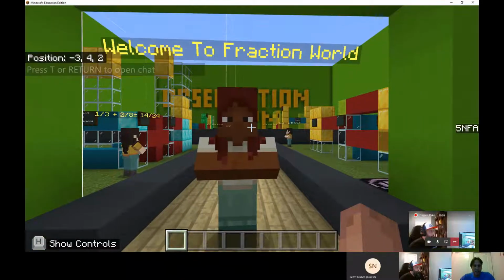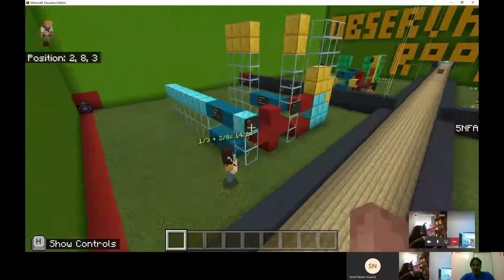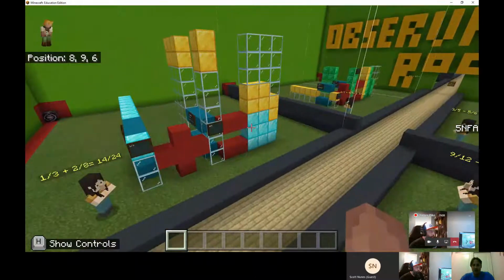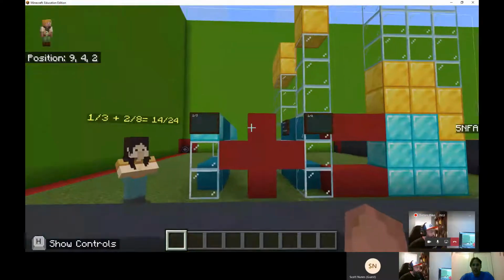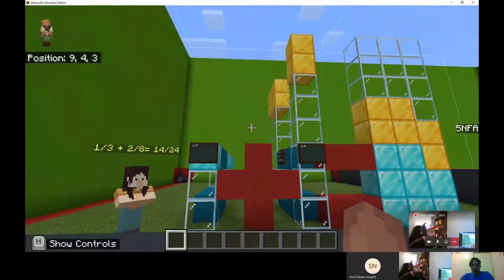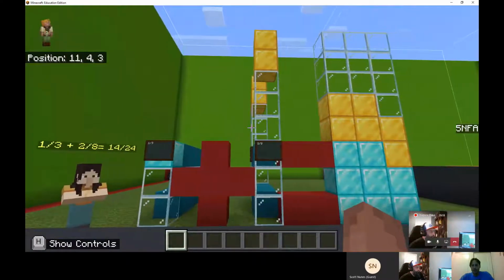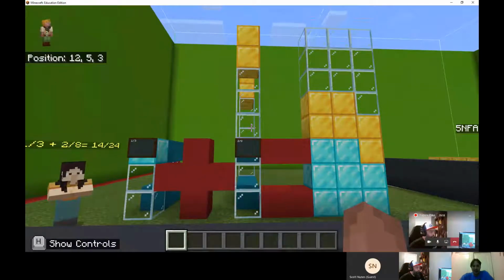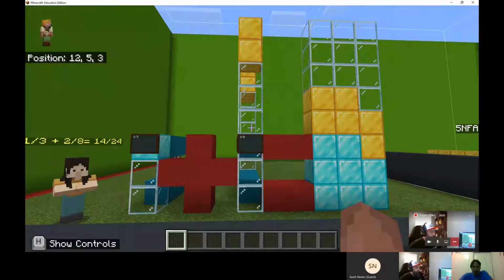So right here is our observation room, and these are what your problems are going to look like when they're done. Right here we have 1/3 plus 2/8 equals 14/24. Do you see how that's kind of put together? Yeah, that's really neat. All right. So like I say, this is an example of a finished problem.